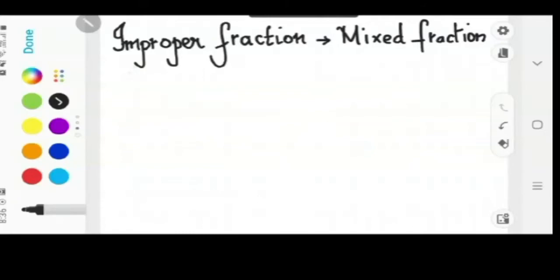Improper fraction to mixed fractions. Let's take an example here. 7 upon 4. So 7 upon 4 is the fraction which we have taken. You can see the numerator is greater than the denominator. That is why we call it an improper fraction.